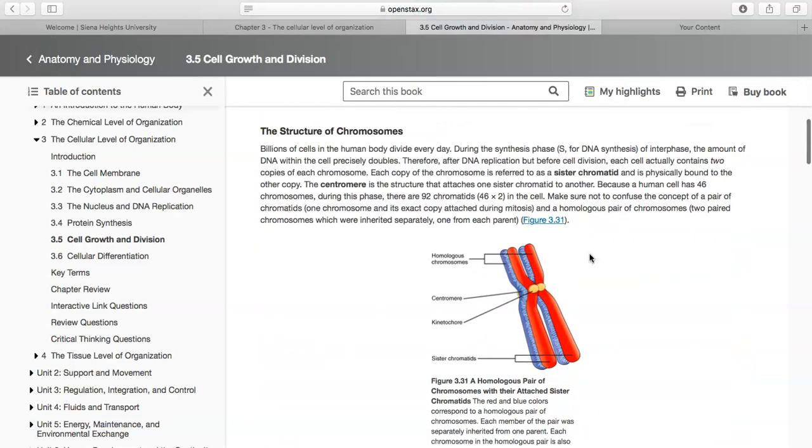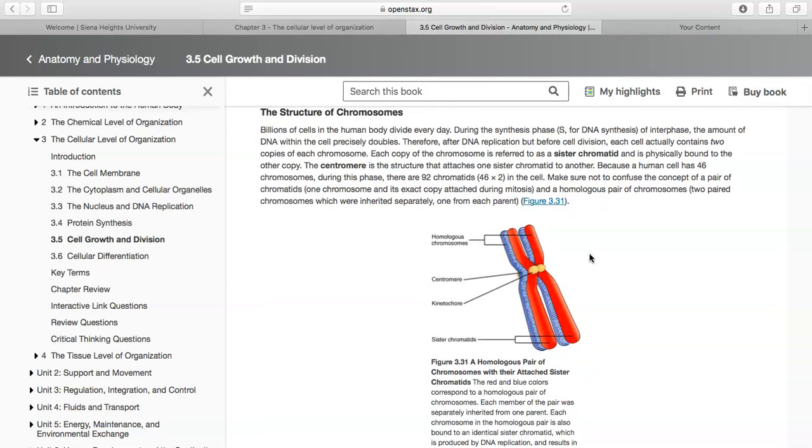Let's talk about now what chromosomes look like. So this gets really confusing for students because there's a lot of terms that have to be thrown around and kept steady in your brain. So let's go through them real quick, real easy like. Okay.